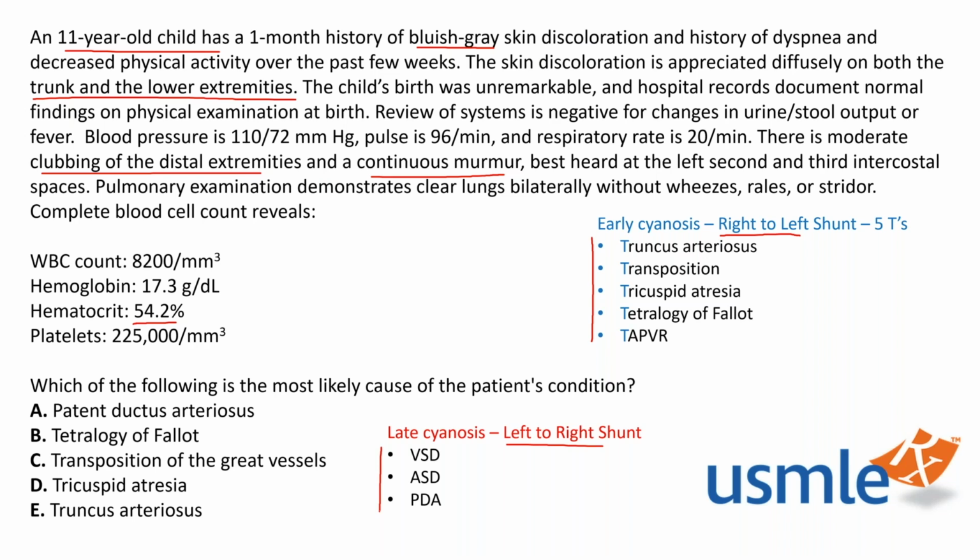If they give you an 11-year-old, they can't give you 2 unless they're going to give you more information to actually choose between ASD and VSD. But in this question, they didn't give us any more information. So in that case, there's only one answer choice you can pick, which is a PDA.